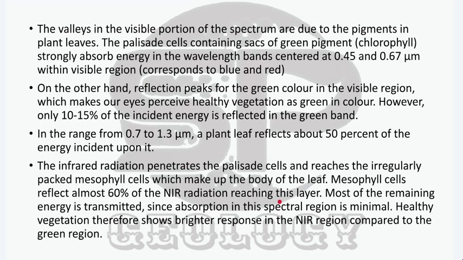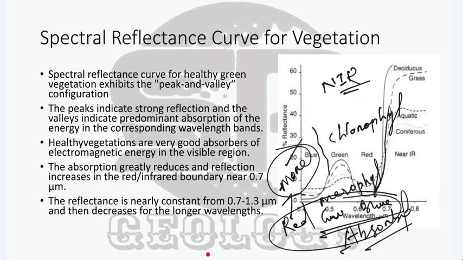Here you can see the infrared radiation penetrates the palisade cells and reaches the irregularly packed mesophyll cells, which make up the body of the leaf. Mesophyll cells reflect almost 60% of the NIR radiation, and most of the remaining energy is transmitted. Since absorption in this spectral region is minimal, healthy vegetation therefore shows a brighter response in the NIR region. Brighter response in the NIR region means red color.